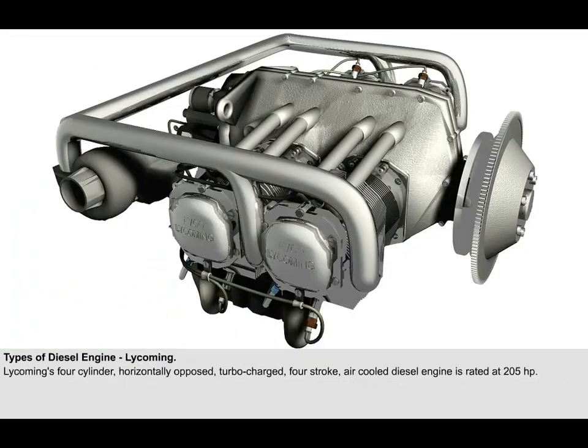Lycoming's 4-cylinder, horizontally opposed, turbocharged, 4-stroke air-cooled diesel engine is rated at 205 horsepower. This engine has been refined from an existing design which was originally developed in Italy and is now owned by Detroit Diesel.